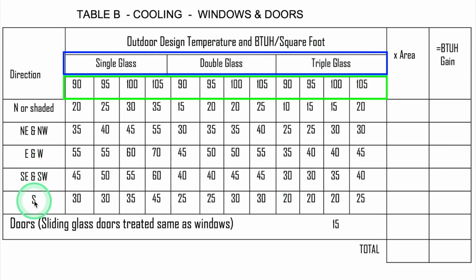And then you have your south facing windows. You've got your numbers here, double pane glass numbers here, and triple pane glass numbers here. And then the southeast, southwest, or northeast and northwest.